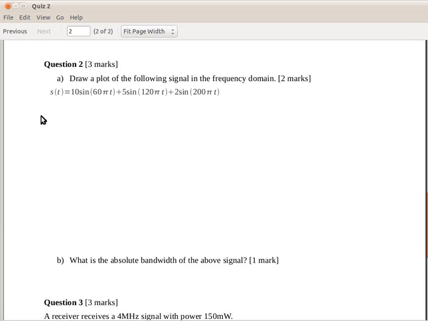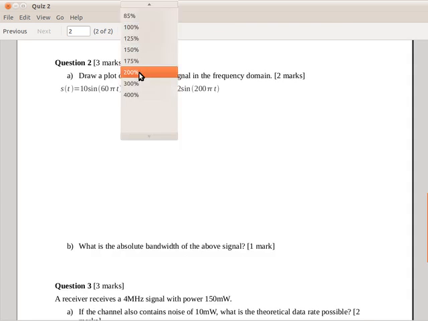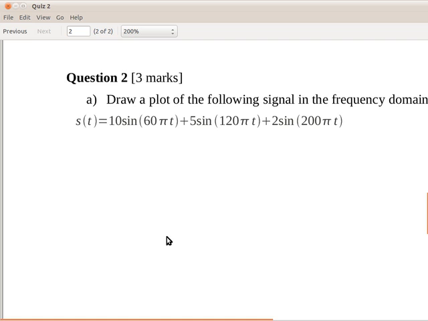Here's a question from one of the quizzes last year, and you can quickly try and answer it. Draw a plot of the following signal in the frequency domain. So now we're going back to what we covered last week about how signals are created, the relationship between spectrum, bandwidth, and eventually data rate. We have a signal expressed as an equation. You need to draw a plot of it. That's the equation. That's all you need for this part.